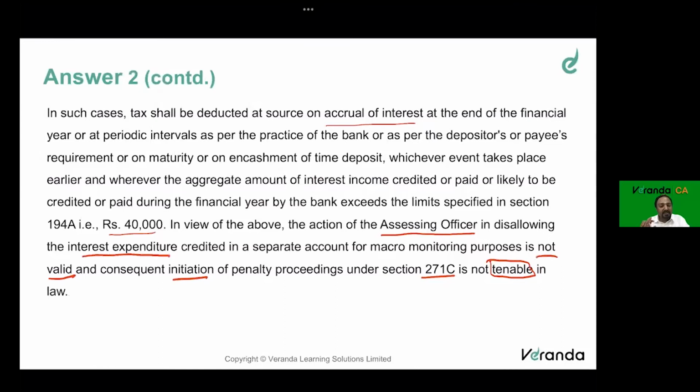So whatever the assessing officer has done is not valid in the eyes of the law. Consequent to that, penalty proceedings also could not be initiated, should not be initiated. That is also not tenable in the eyes of the law. So this is about 194A for a specific situation.